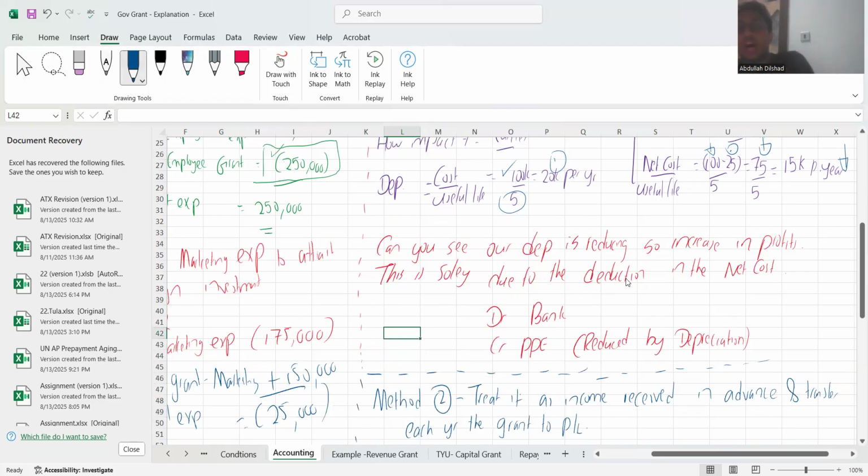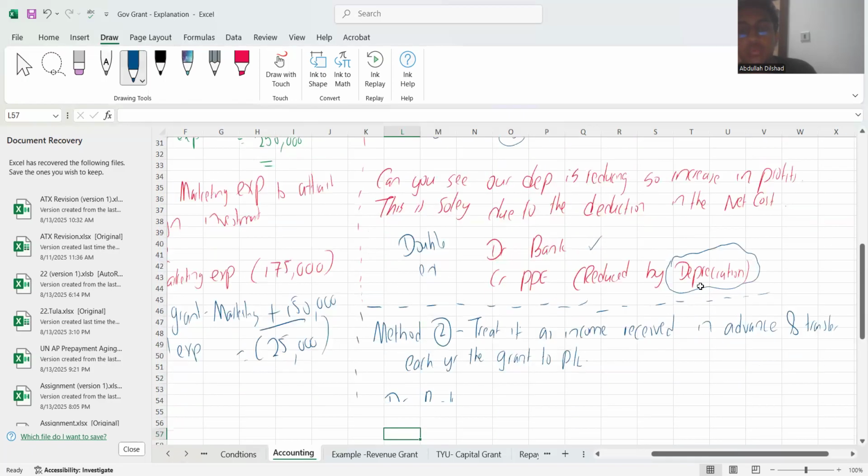Right? If you ask the double entry, it would be debit bank, right? And you will be reducing your property, plant, and equipment. You will be reducing your property, plant, and equipment. So, why will you be reducing? It is depreciation. You will be reducing it by the depreciation, right? So, that is method number one, right? That is method number one.